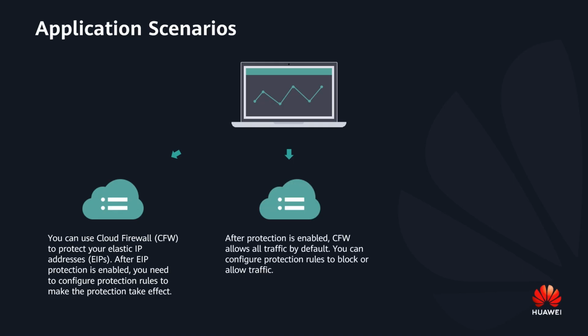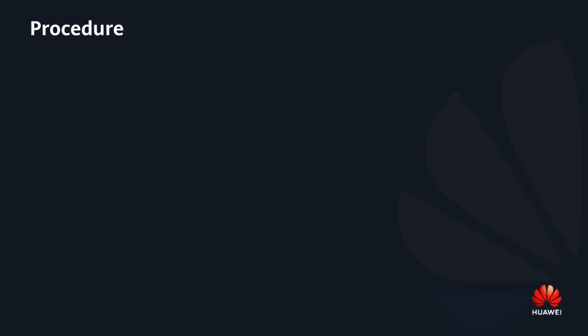After protection is enabled, CFW allows all traffic by default. You can configure protection rules to block or allow traffic. This video shows how to allow the traffic from a service to a platform.